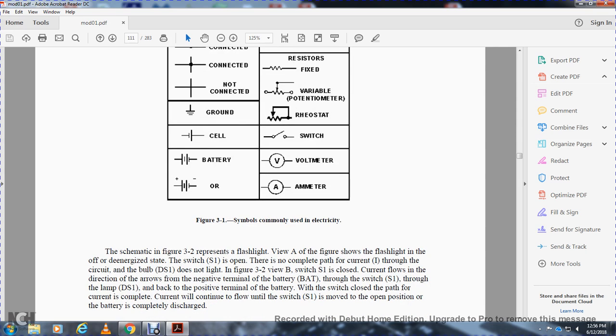In figure 3.2, view B, with the switch S1 closed, current flows from the negative terminal of the battery through the switch S1, through the lamp DS1, and back to the positive terminal of the battery. With the switch closed, the path of the current is complete. Current will continue to flow until the switch is moved to the open position or the battery is completely discharged.